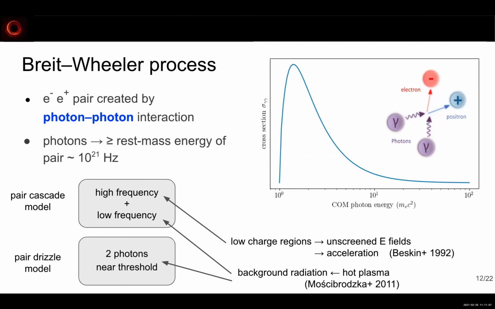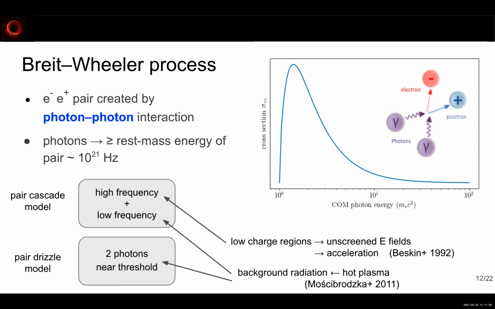As Sasha said, this pair cascade happens just because you have some low charge region. And if you have a low charge region, that means that you can't necessarily screen electric fields. So charged particles, when they enter this non-screened region, would be accelerated. And if you have strongly accelerated leptons, they radiate high energies. And so these high energy photons will interact with the background radiation field, and the overall center of momentum energy of the two-photon system will be enough to pair produce.